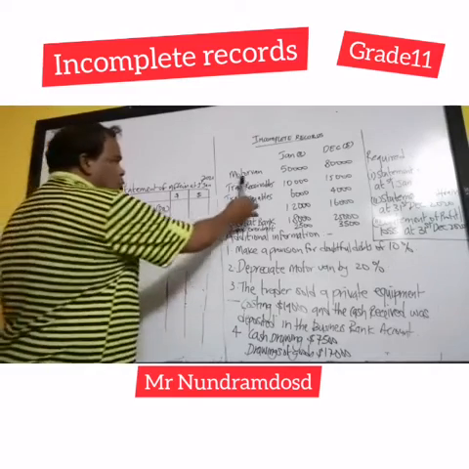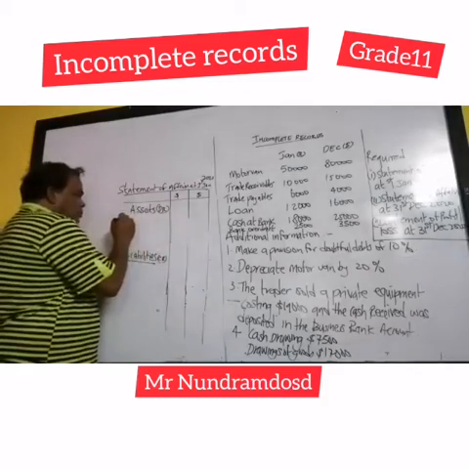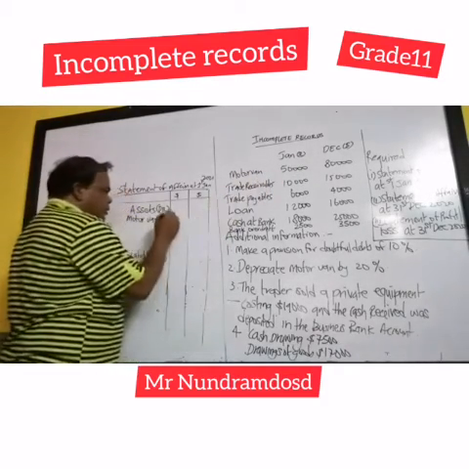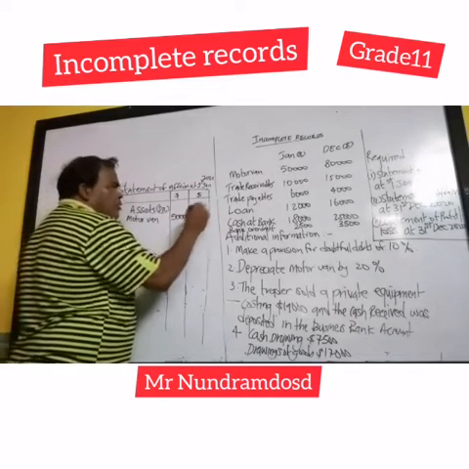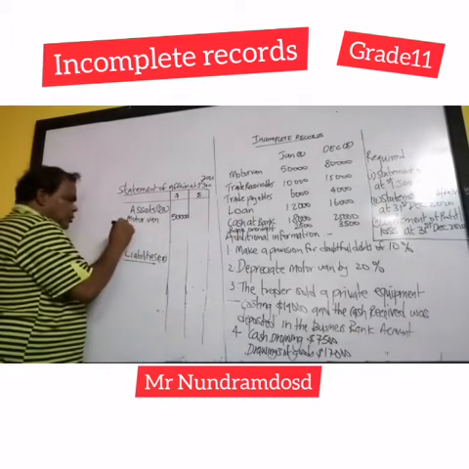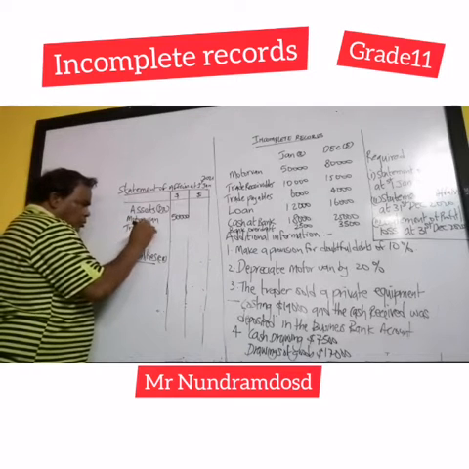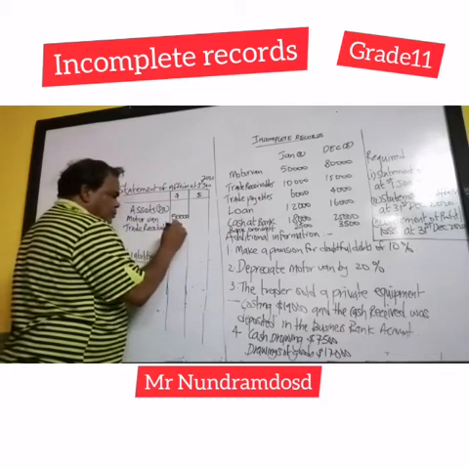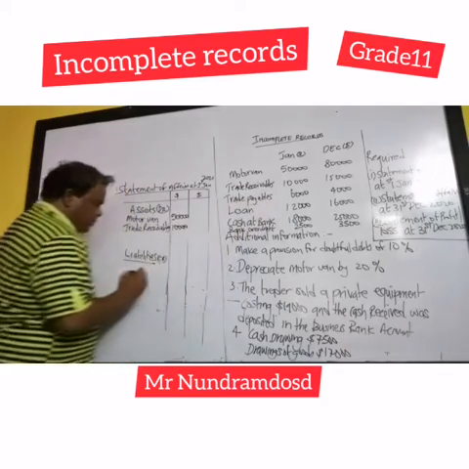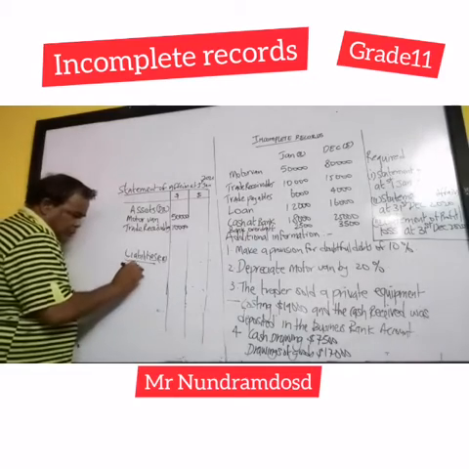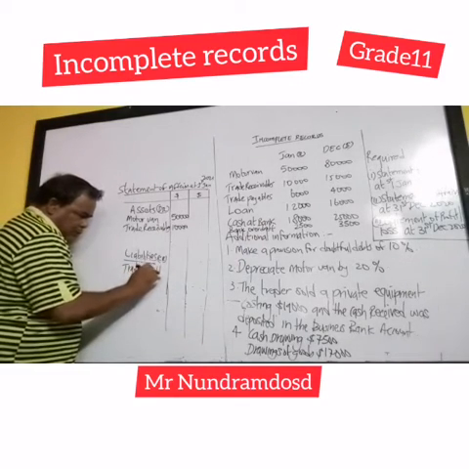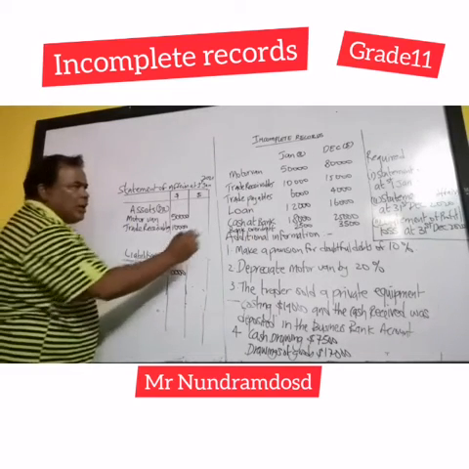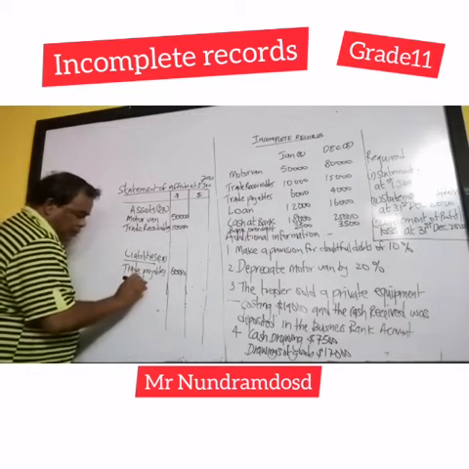So here we are, motor van at the start. We have motor van at the start. How much? 50,000, asset. We have trade receivable at the start. Again, asset. It will be on the debit side. Trade receivable, 10,000. We have trade payable, liabilities. Trade payable at the start, 6,000.